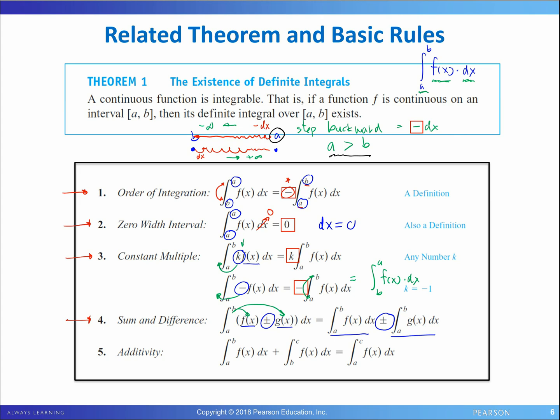Now, last one down here, additivity. Well, this one is actually quite interesting. Let's take a look here. We have two integrations of the same function, f of x. So the first one is right here, f of x, and another one back here, f of x. However, they are over two different intervals. The first one from a to b, but the second one is from b to c.